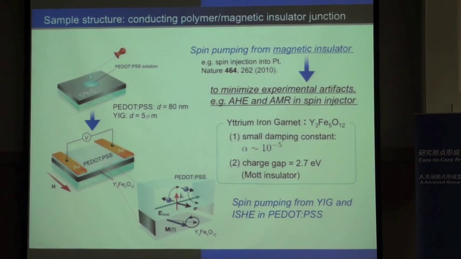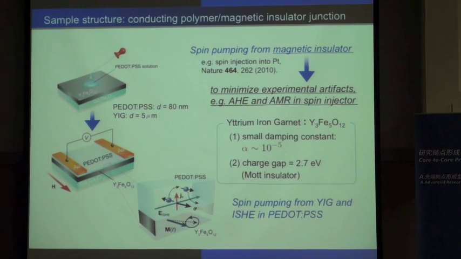This is a sample used in this study. The sample consists of a conducting polymer, PEDOT:PSS, and a magnetic insulator, yttrium iron garnet. Yttrium iron garnet has been used as a spin injector in metallic systems, which shows a very small magnetic damping and a large charge gap. The use of a magnetic insulator as a spin injector allows us to minimize experimental artifacts in the measurements, such as the anomalous Hall effect and anisotropic magnetoresistance in a ferromagnetic spin injector.